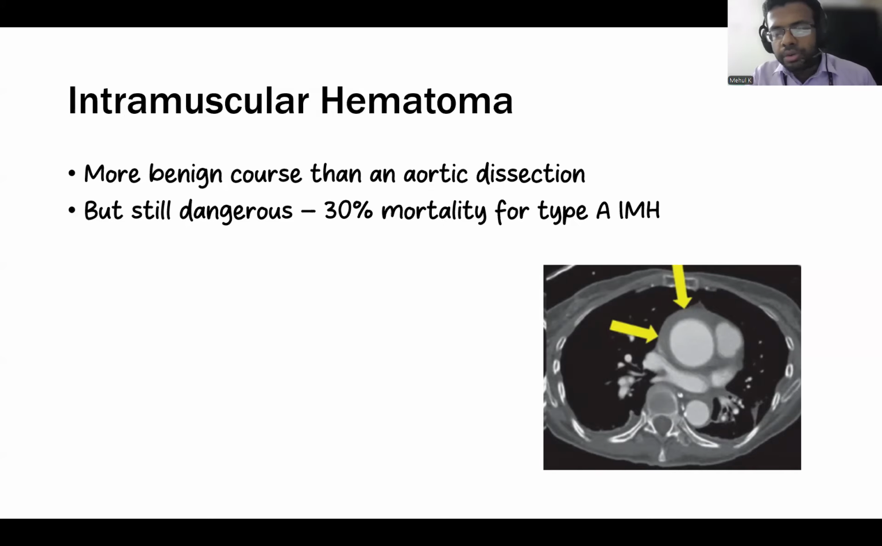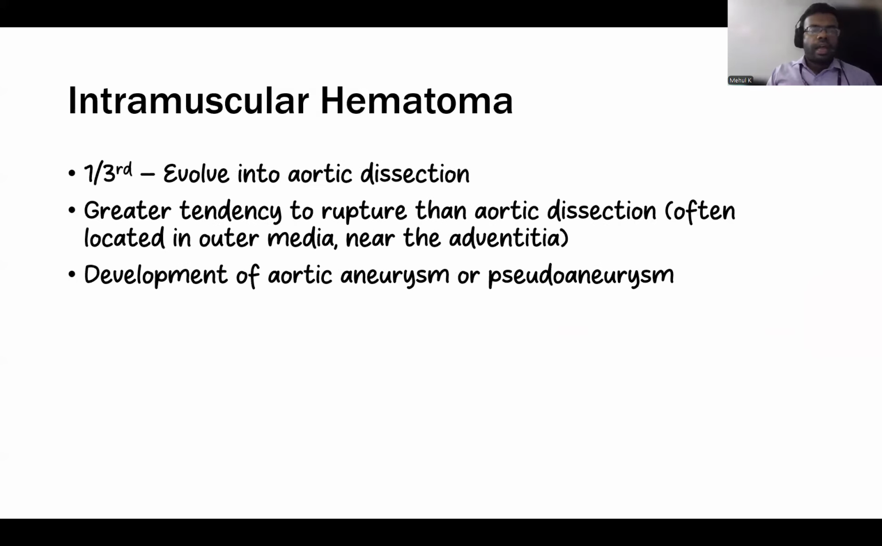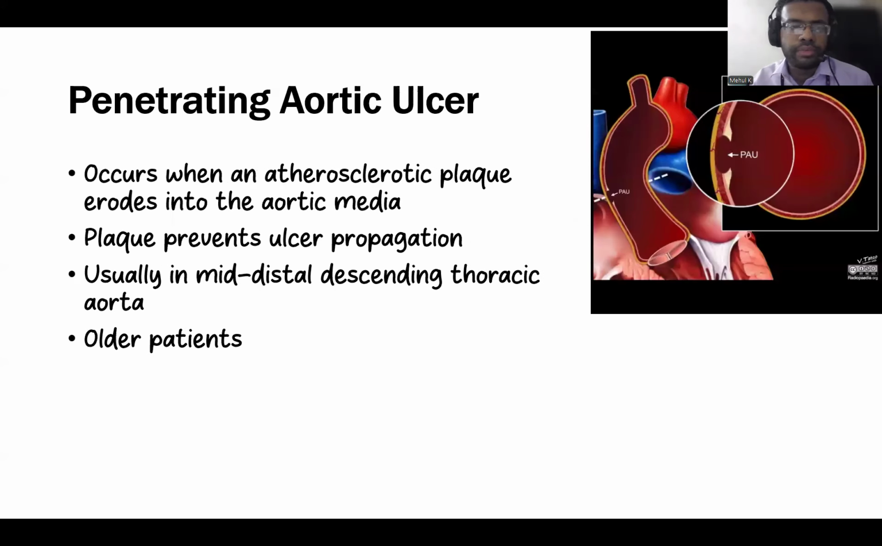If you have a type A intramural hematoma, similar classification, it can still have a mortality of 30%. So it can still be very, very dangerous. So even though generally it is a more benign thing than aortic dissection, this can also be dangerous and might require intervention based on either its size or location. And a third of these can eventually evolve into an aortic dissection as well. And compared to a dissection, these actually have a higher tendency to rupture because it is located on the outer parts of the tunica media near the adventitia.